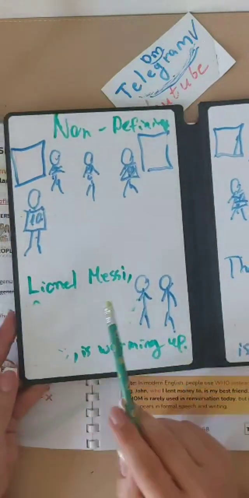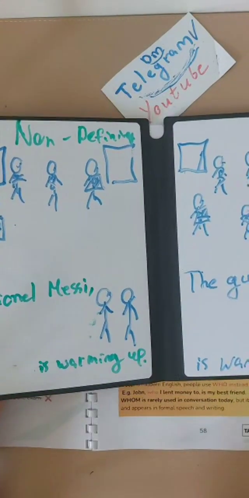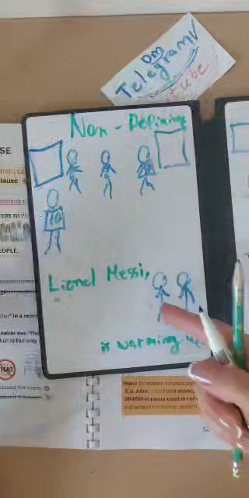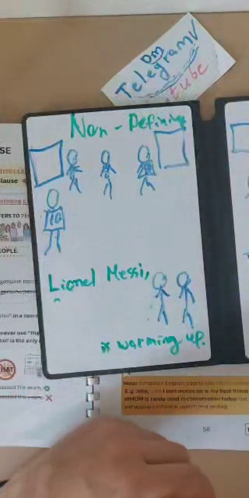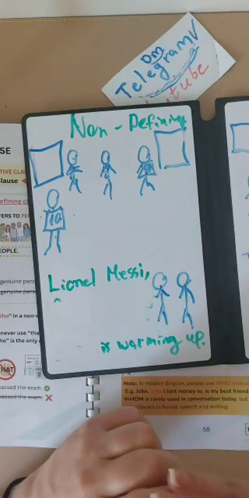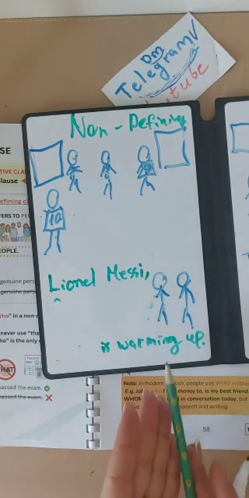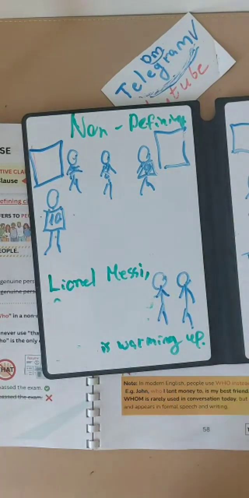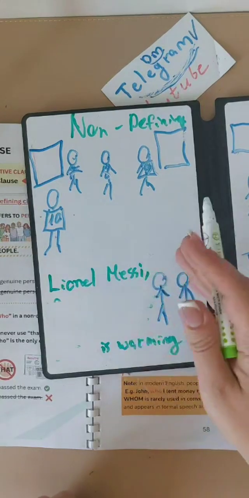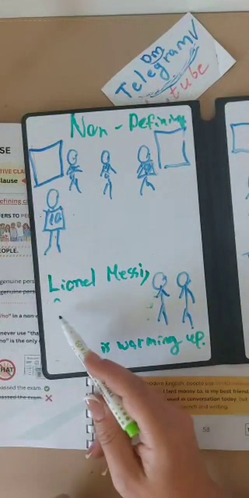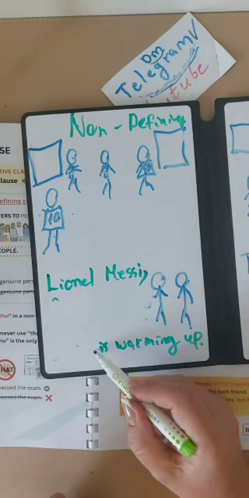Here, you tell your friend, Lionel Messi is warming up. Is the sentence correct? Complete? Can your friend understand who you are talking about? They all have numbers, right? Yes. Thank you, Les. You can understand. Lionel Messi is warming up. And of course, if you need to add more details here, you can put them in the middle, but with commas, okay?